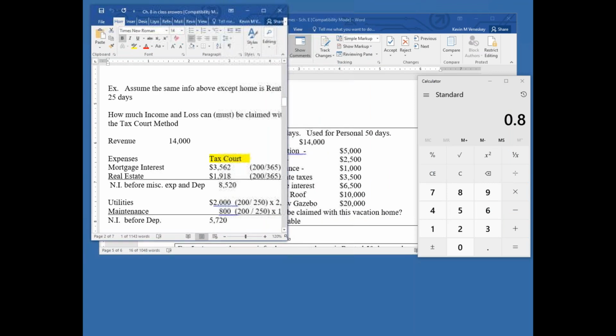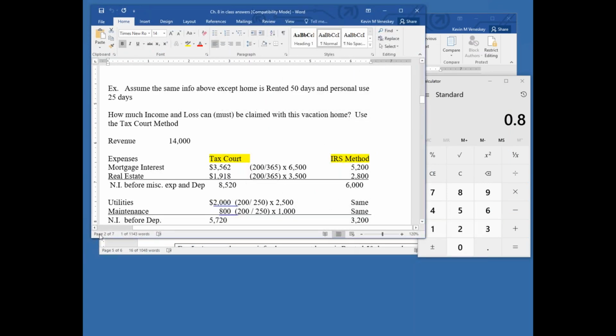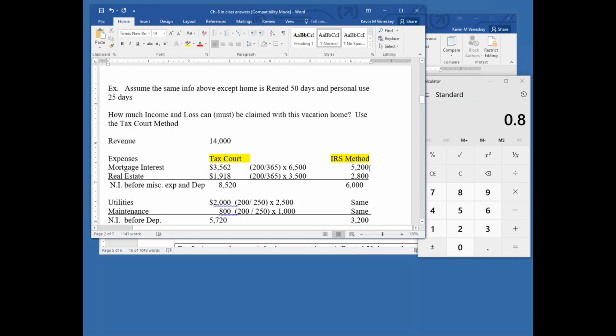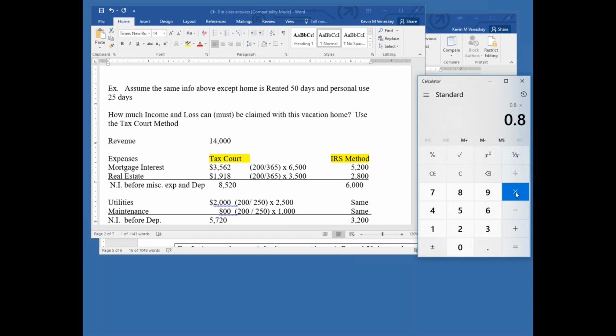Here we go. Oh, let me do the IRS method first. All right, well, what I've done here, I'll go through both. It's going to be too hard for me to show it either way. But with this one, let's look at the IRS method first over here. You can take 80% of 6,500. That was our mortgage interest, so 6,500 at 80% is the 5,200.